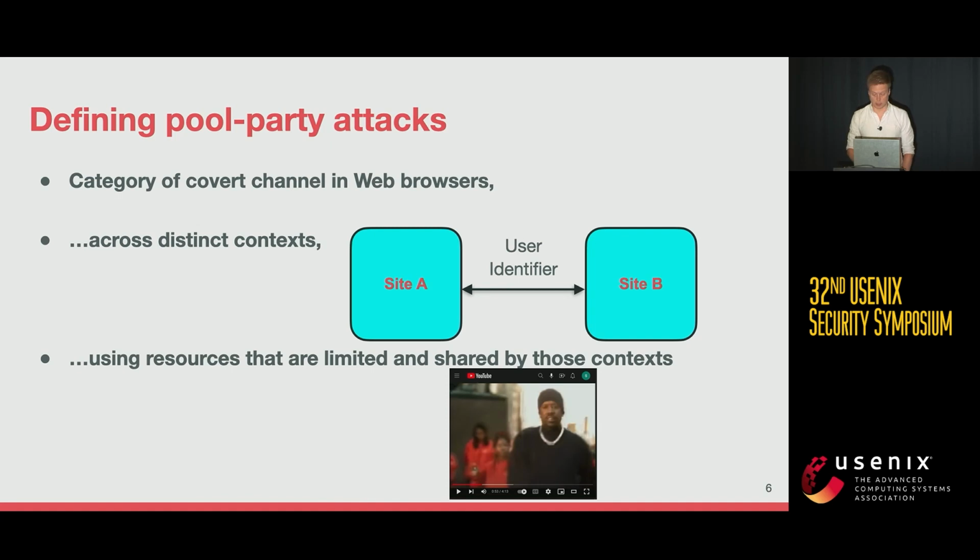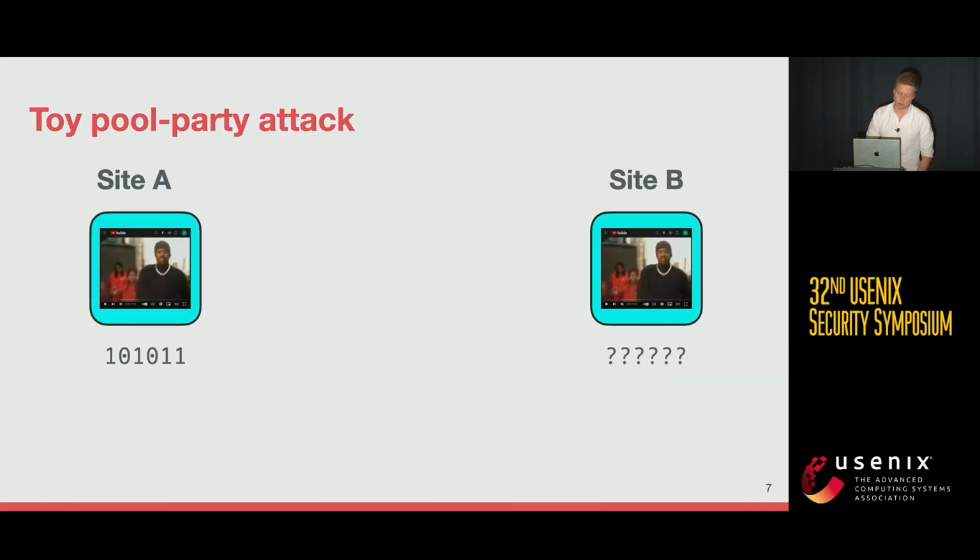As a toy example, let's assume two different sites, site A and site B, and they're going to create a pool party attack using a pretend optimization that only one video can be playing in the browser at a time. If site A wants to transmit a very small identifier to site B, the browser tries to prevent this, but site A can manipulate this resource pool of how many videos can be playing in the following manner. If they want to transmit a 1, it can play. Site B will try to play the video and see that it can't, and so that's a 1. If site A wants to transmit a 0, it won't play, and site B will see that it can play and record a 0, and so on.